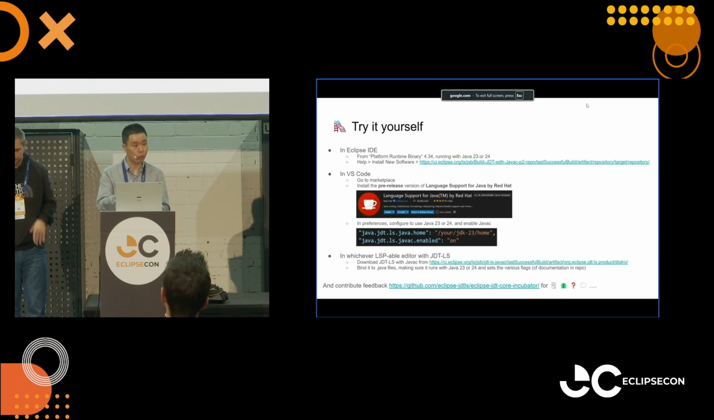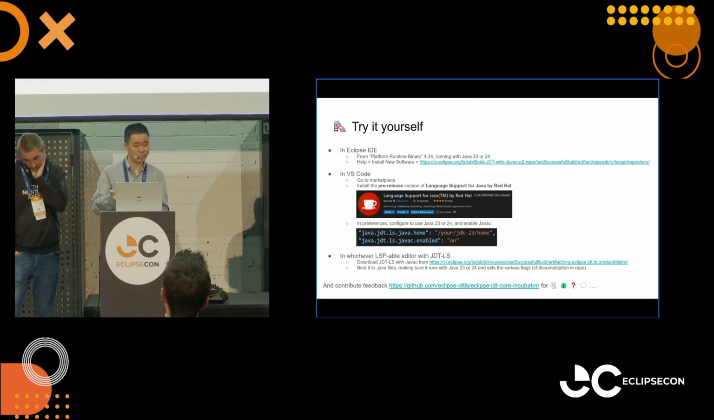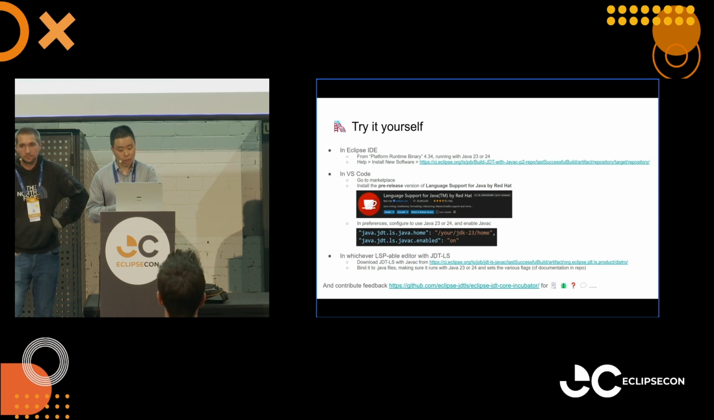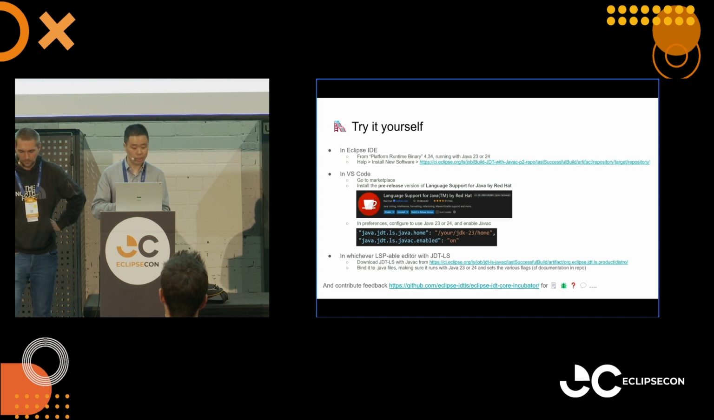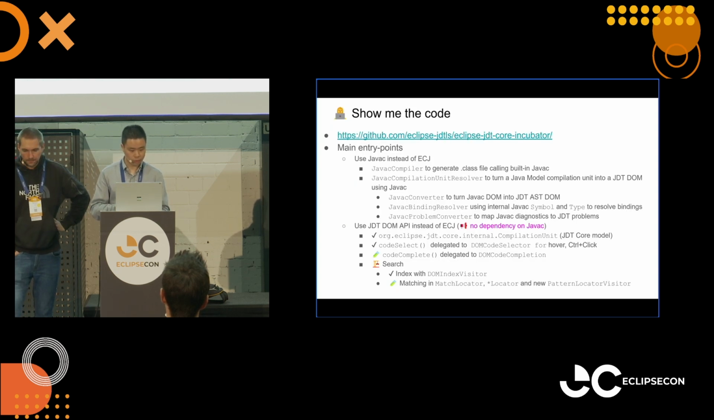Okay, here are the approaches if you want to try out Javac in another IDE or editor. The first one is the Eclipse IDE. We uploaded the Javac P2 at this link, so if you want to try it, you can download it from this link. The second one is how to try it in VS Code, and I have demoed the steps. The third one is if you want to try it in other editors with JDT-LS. Here is the approach: you can also download the Javac artifact from the link and enable it. I'm going to hand over.